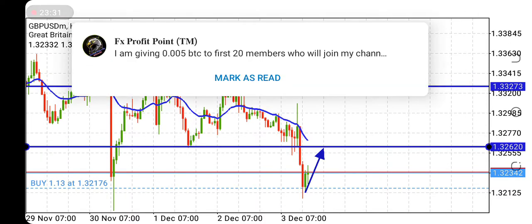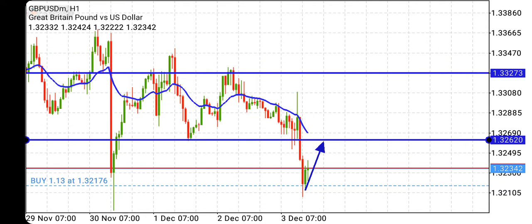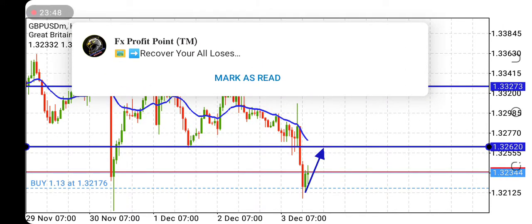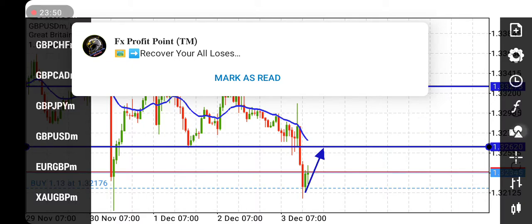A resistance. Okay, so if you hear someone say support becoming a resistance, resistance becoming a support, this is what they mean. Remember, this place was a support, they come and then they go up, but it has broken through, so it is now a resistance.